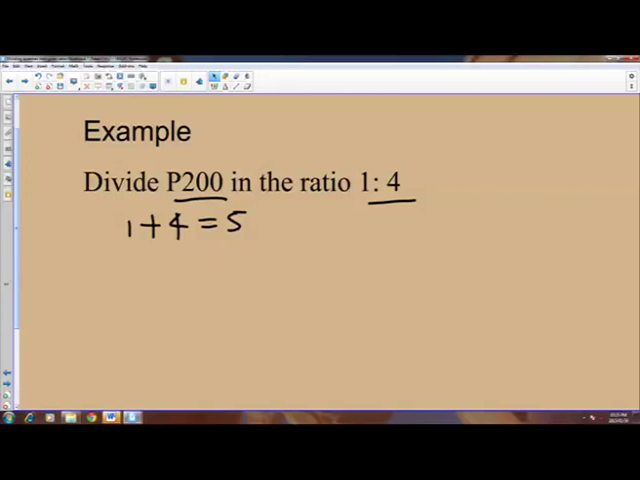And then, what will one part get? One part will be 1 divided by 5, because the total of the ratios is 5. So it's 1 divided by 5 times 200.